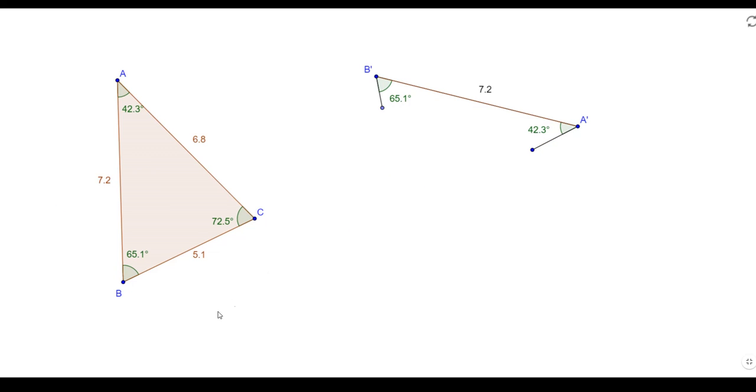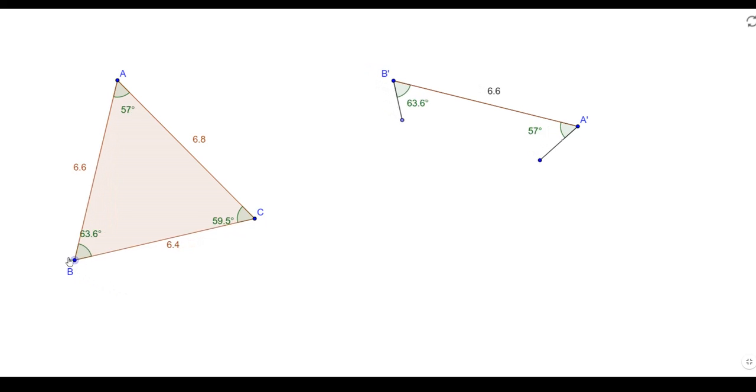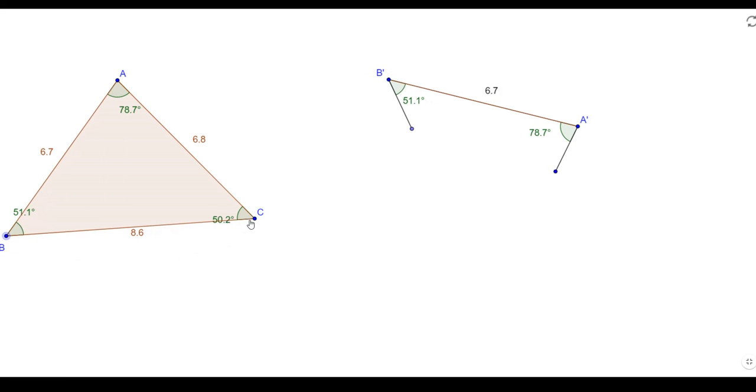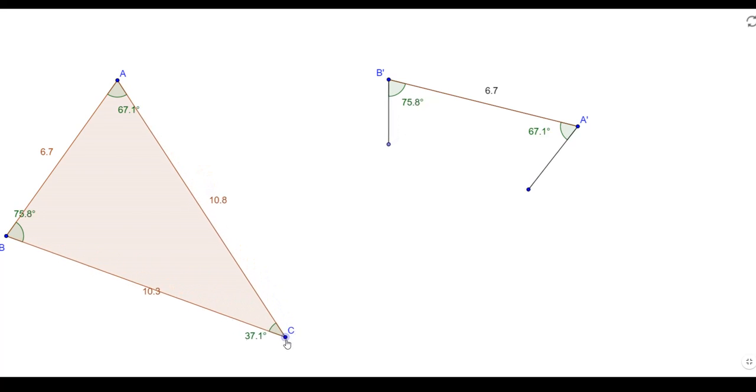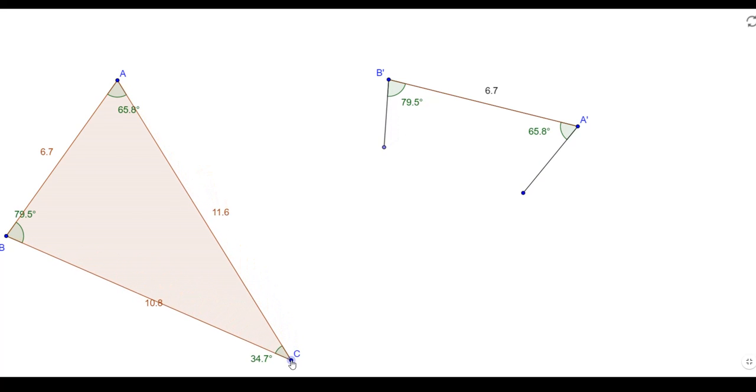Let's try another one to see if the same thing happens. This time I'm going to take B and stretch B all the way over here, and I'm going to take C and stretch C all the way down here. Now notice what happened again. A is 65.8 degrees, A prime same. B is 79.5 degrees, B prime same, and AB is 6.7, A prime B prime is 6.7. So now let's extend the sides and see if the same thing happens again.